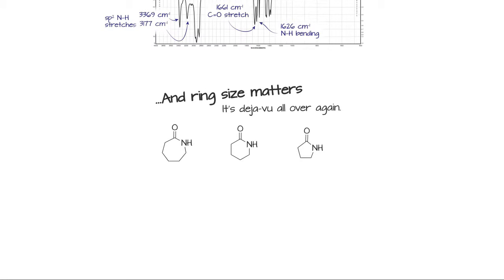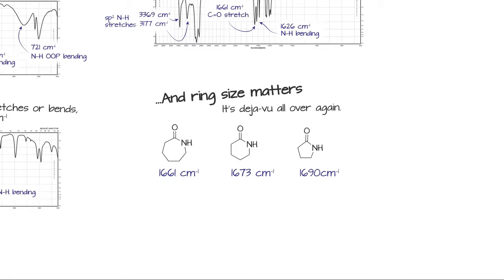Again, just like in the case of ketones, just like in the case of esters, ring size matters, and small rings will increase the frequency of an external double bond, and large rings will decrease the frequency of an external double bond. So you know that already.